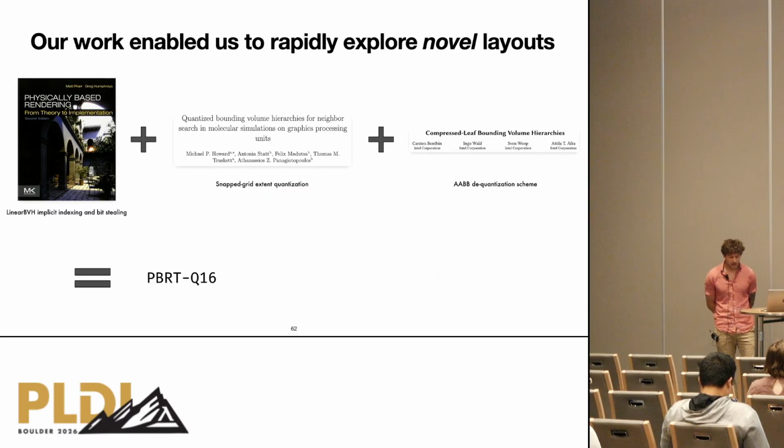Okay, and I think, again, another really cool part about this work is we are able to rapidly explore novel layouts. So here we combine optimization techniques from 3 different works. Namely, we have the implicit indexing and bit stealing from the linear BVH that I showed earlier. We use a SnapGrid X10 quantization technique, or bounding volume quantization technique, from a paper that's optimizing molecular simulations. And we use this dequantization scheme from the Embree folks who had a paper on compressing leaf-based bounding volume hierarchies. And this gives us a novel layout that we denote as PBRTQ16.